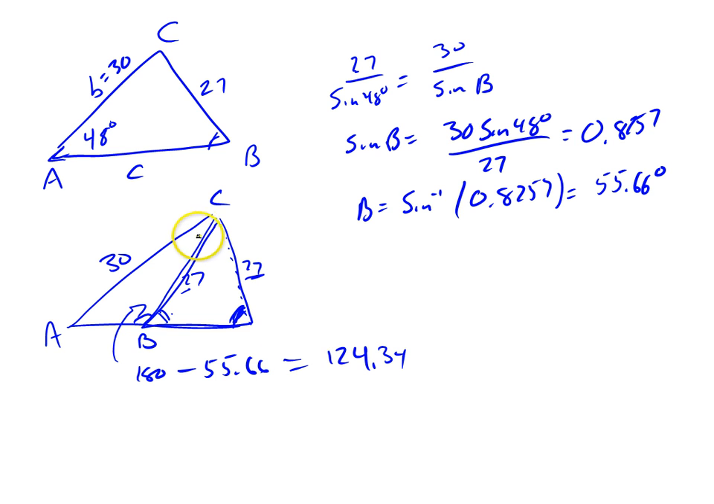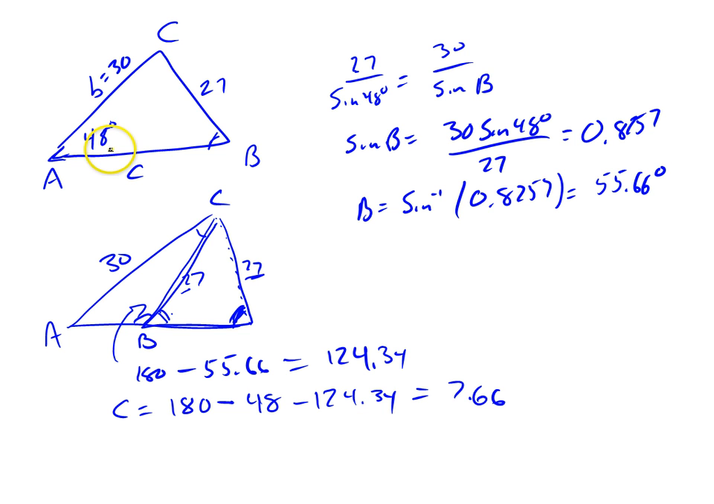Then you can get angle C up here, because angle C is going to be 180 minus angle A, which is 48, minus angle B, which is 124.34. So 180 minus 48 minus the previous answer, and I get an angle of just 7.66.